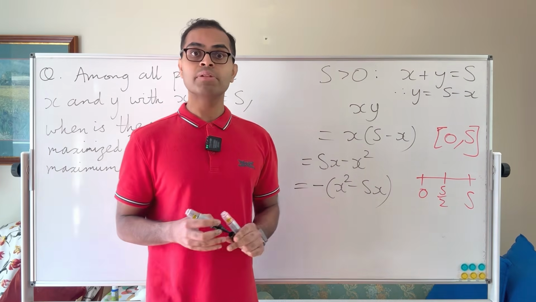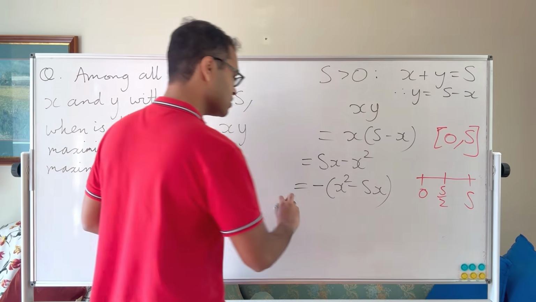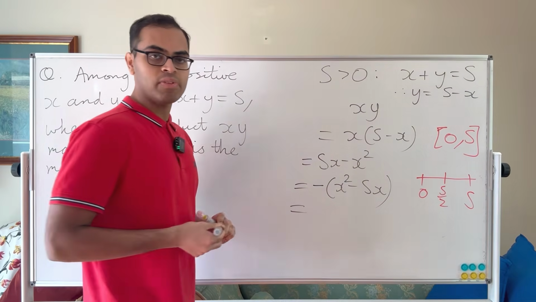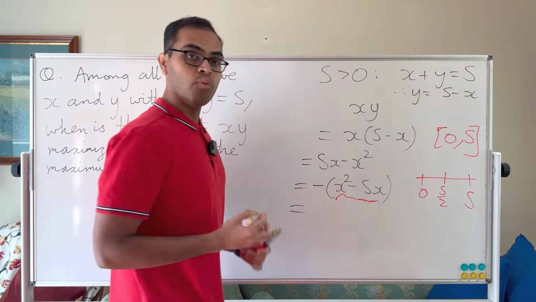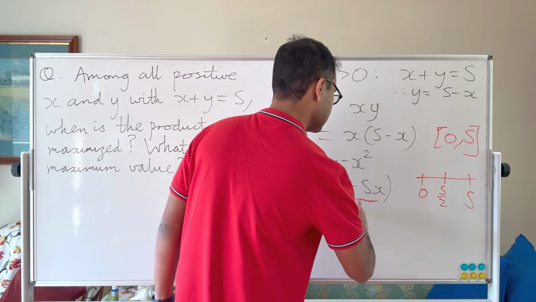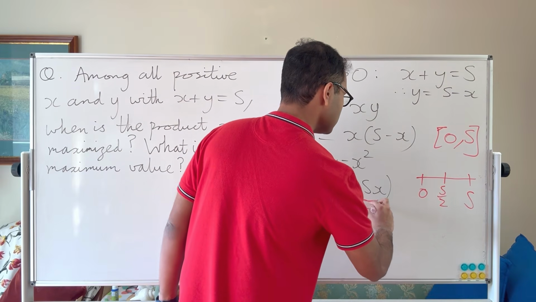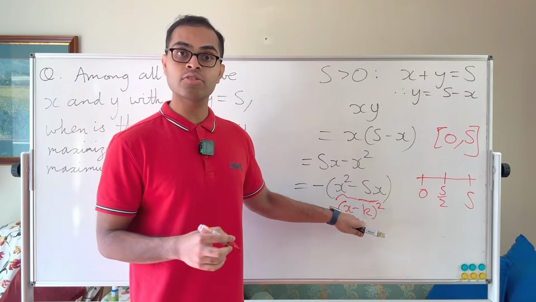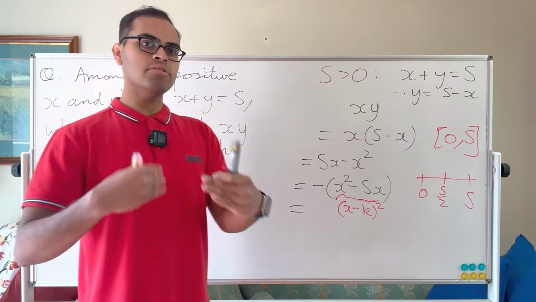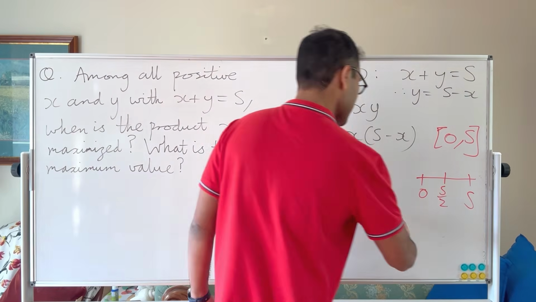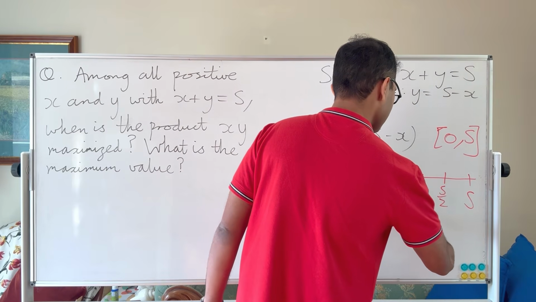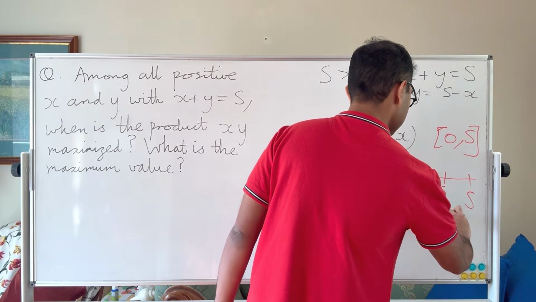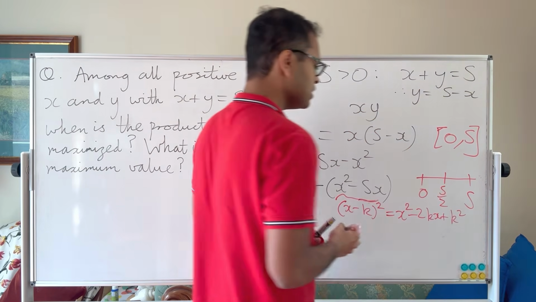Now we're going to complete the square. Completing the square basically means the following, and it's a quick review. We want to write this as x minus k squared, for some constant k which we don't know yet. Why? Because remember when you use the binomial theorem, x minus k squared is x squared minus 2kx plus k squared. Okay, now there's an issue here.